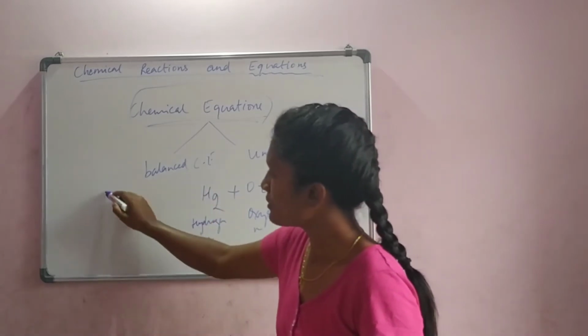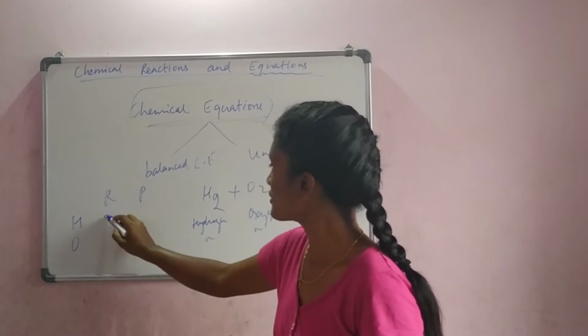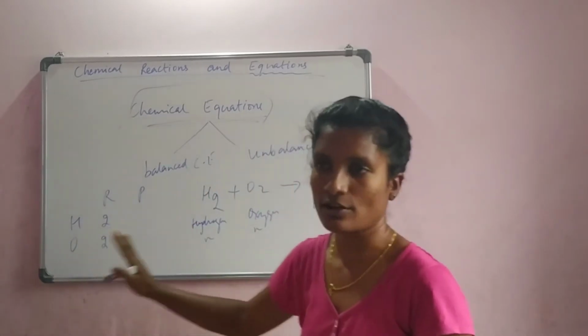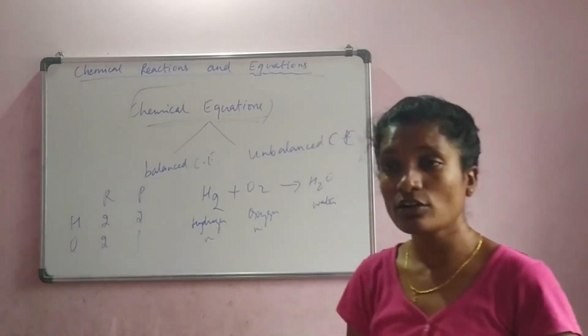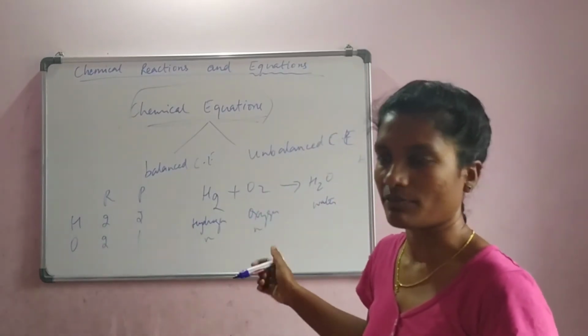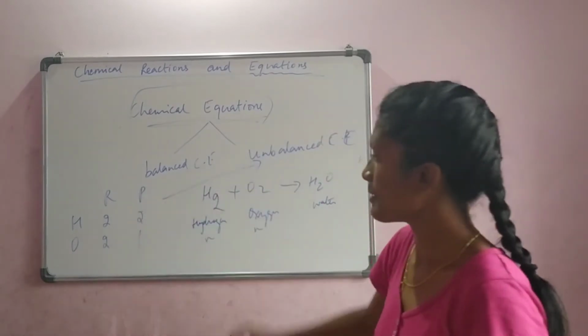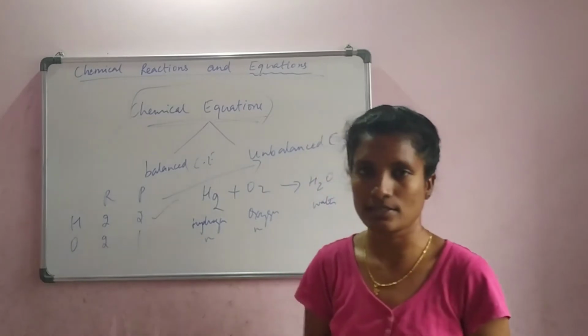Now let us write reactant, product. There is hydrogen, oxygen. There are 2 here, 2 here in the reactant side. What about the product? 2 hydrogen and only 1 oxygen. Now do we call this a balanced or unbalanced equation? It is an unbalanced chemical equation because we see oxygen atoms are not balanced.